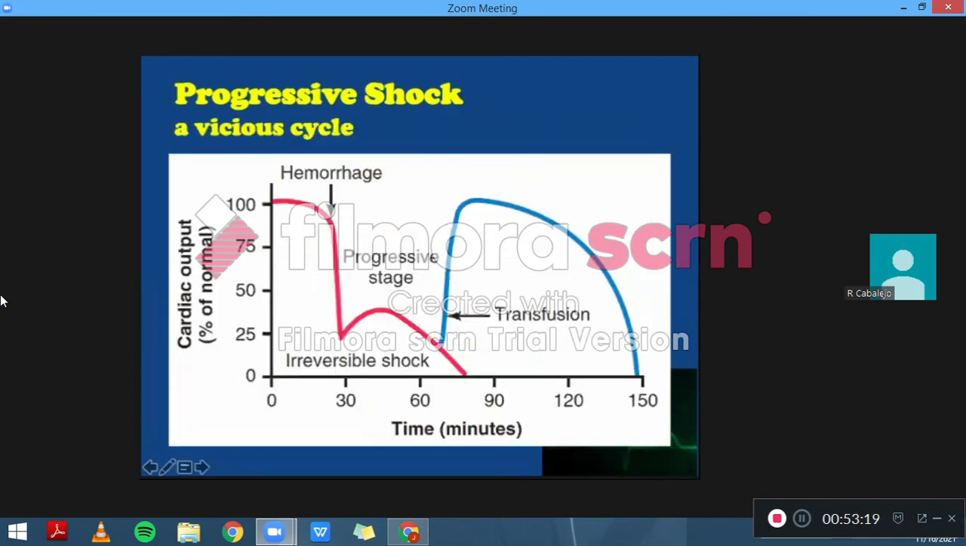This is what I said before. If you have a patient already in irreversible shock and then you administer blood, no matter how much blood volume you give via transfusion, you cannot save the patient because irreversible shock has already set in. So the best time for therapy would be during the very acute stage or during the progressive stage. But once your irreversible stage already sets in, then you cannot do anything actually.